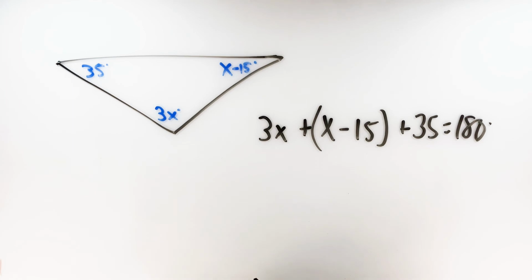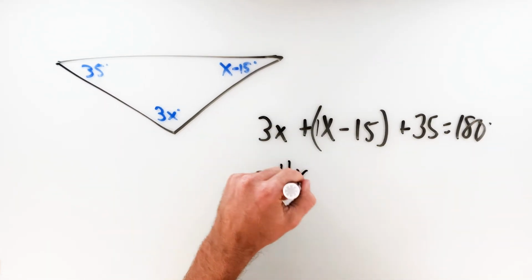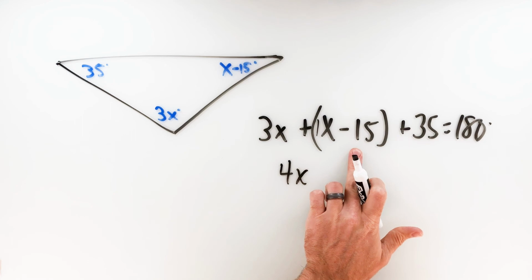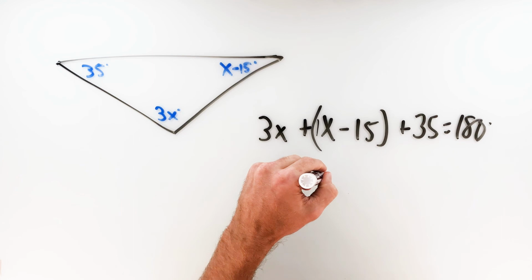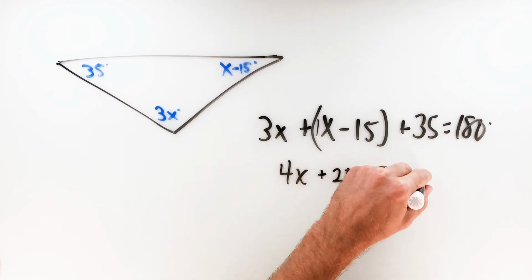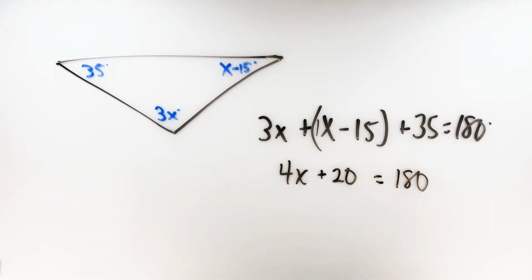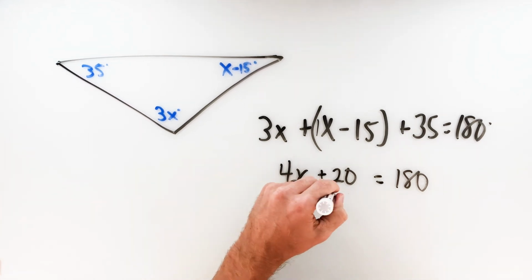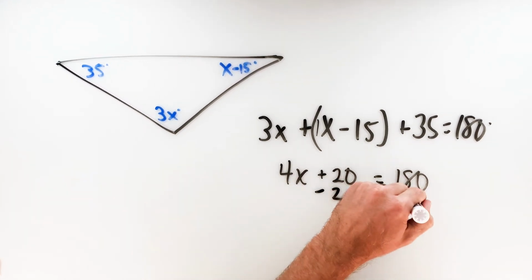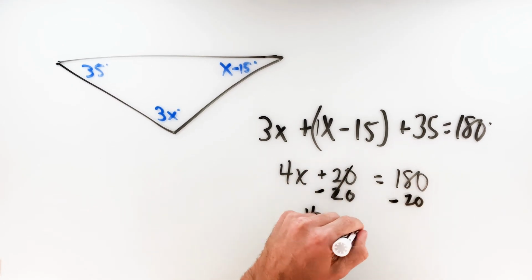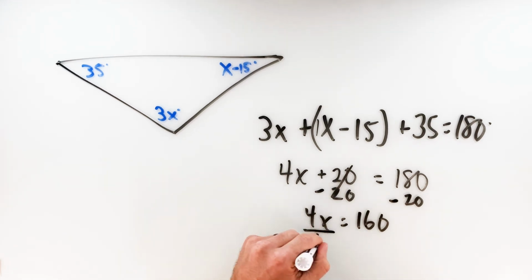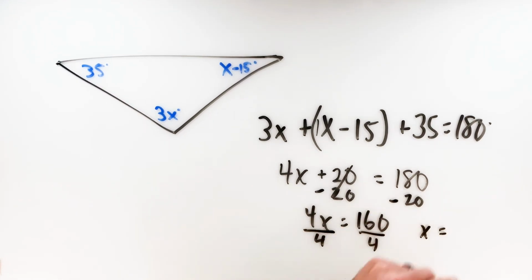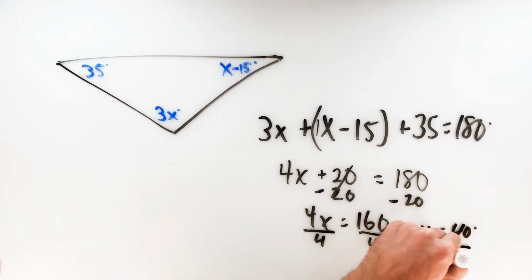I've got 3x plus x, which is really just 1x. That gets us 4x. I've got this minus 15 plus 35. 35 minus 15 can be combined to a plus 20. And then equals 180. If I isolate my variable, I want to get that variable term by itself. I'm going to subtract the 20 from both sides. I've got 4x equals 180 minus 20 is 160. And then finally we can divide both sides by 4 to get that x by itself. And 160 divided by 4 is 40. Okay, so I've got x equals 40.